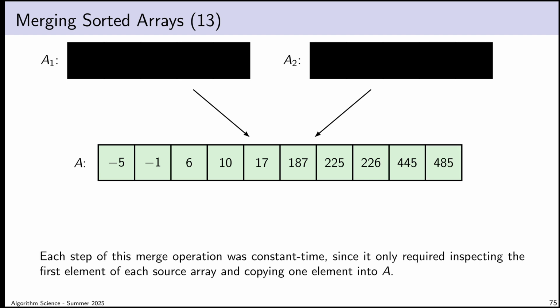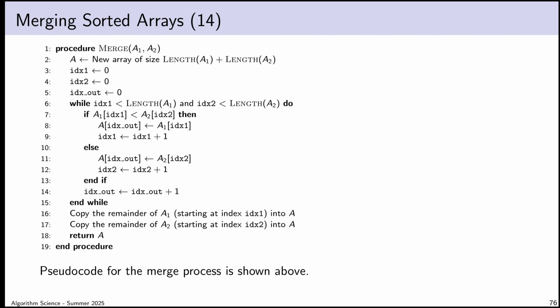And so each step of this merge operation was constant time. It only required looking at the first element of each source array and then copying one of those elements into A. It's a little bit tedious, like it's involved, but it turns out it is actually a linear time algorithm. It's just that there's a lot of cases to consider and a lot of indexing to fiddle around with.